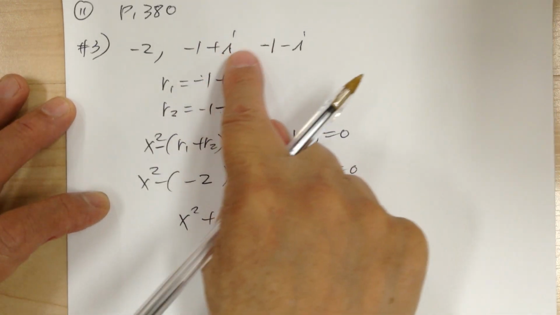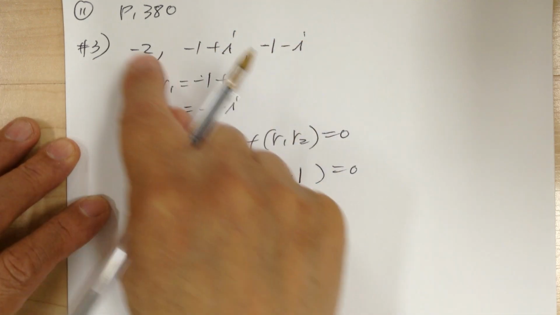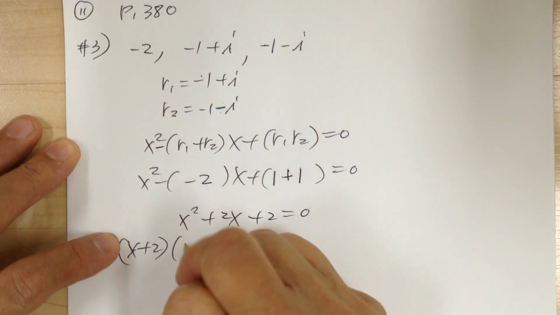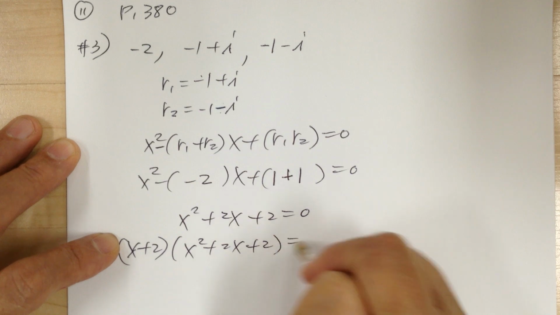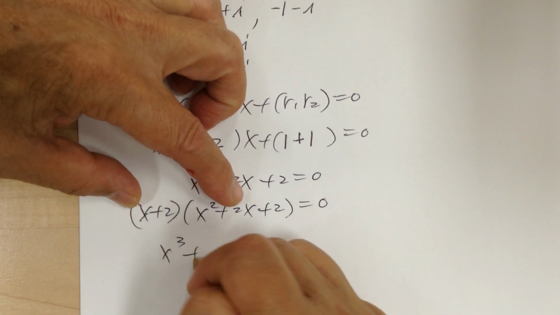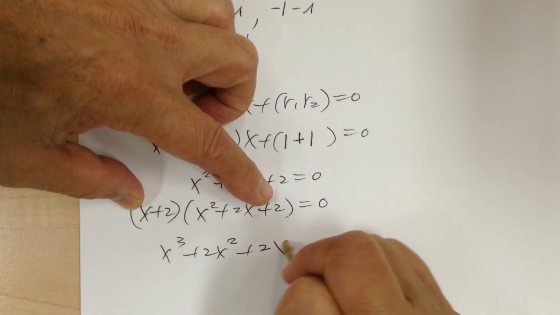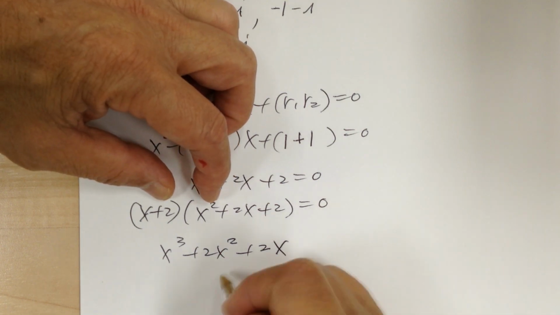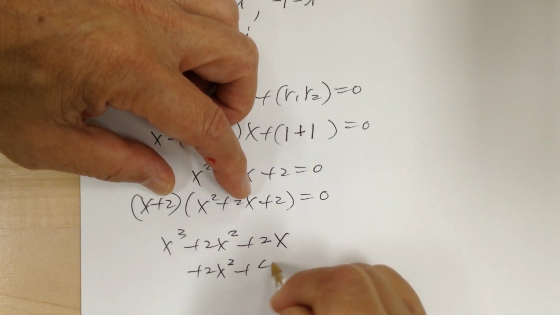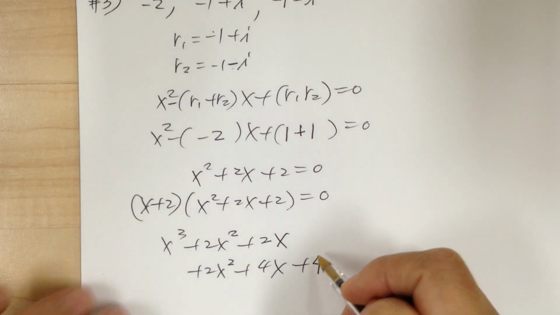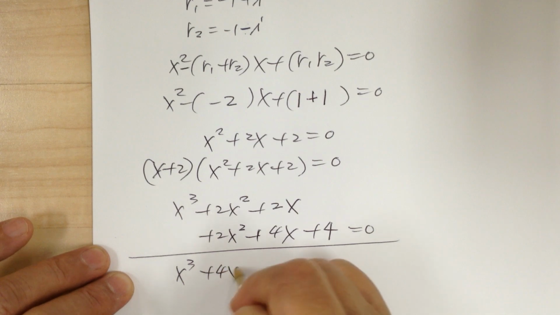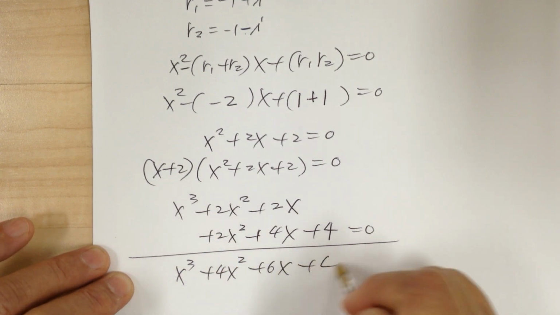These two answers came from this quadratic, and this answer came from x plus 2. Now we can put them together and multiply out. This would be x to the 3 plus 2x squared plus 2x. Next, I'm going to do the vertical math and line things up: plus 2x squared plus 4x plus 4. The reason I do this is that it's much easier to add. This gives me x to the 3 plus 4x squared plus 6x plus 4 equal to 0.